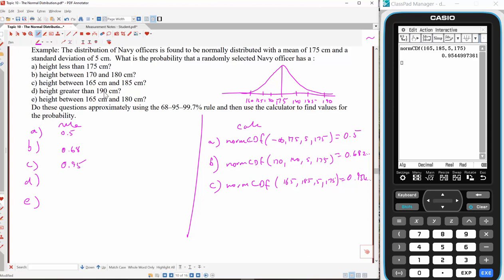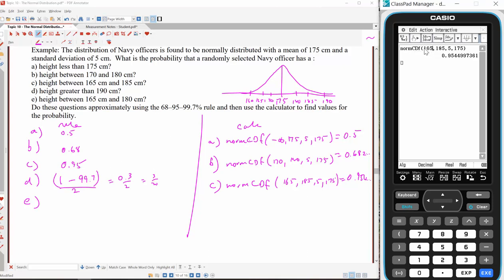Right, height greater than 190. So this part here is half of the stuff outside 3 standard deviations. That's going to be 1 take away 99.7, all divided by 2, which is 0.3 divided by 2, which is 0.15. Now let's try that on the calculator.